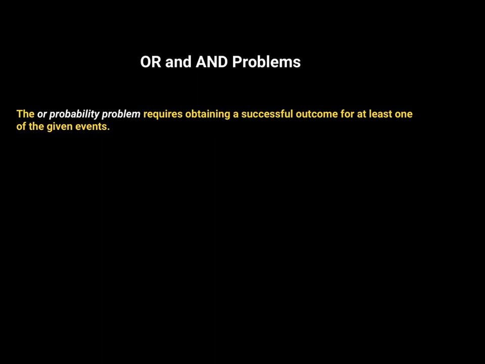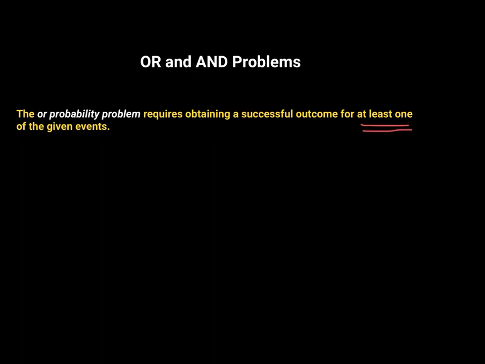So what we're doing in this lesson is learning how to solve compound probability problems that contain the word "or" without having to construct a sample space. So let's first look at OR problems. The OR probability problems require obtaining a successful outcome for at least one of the given events. This is important: for at least one of the given events.